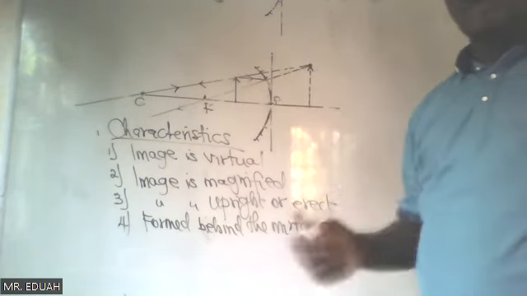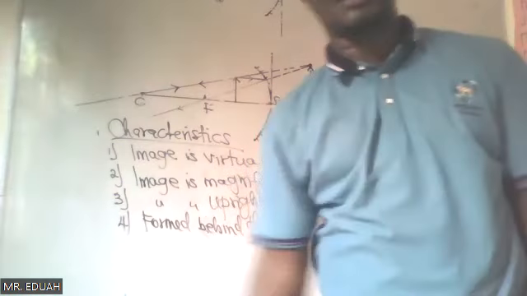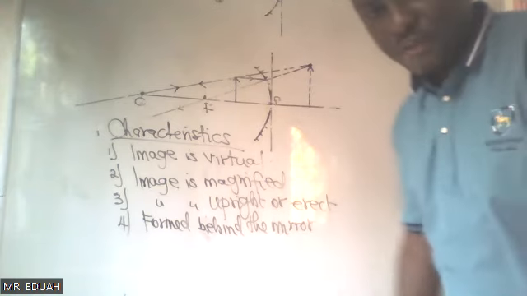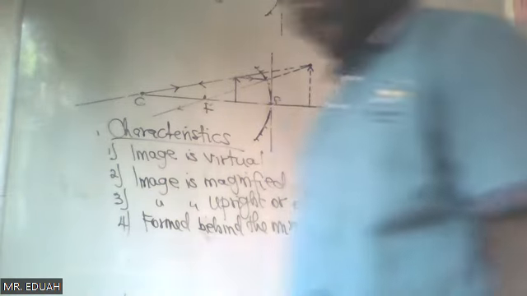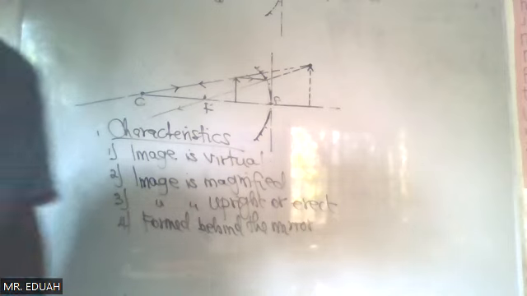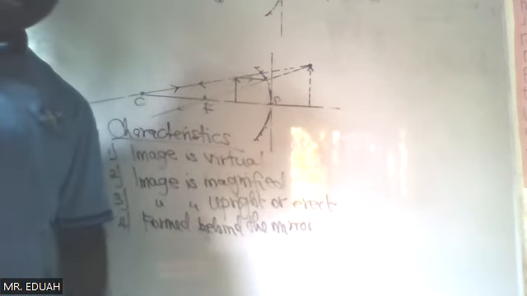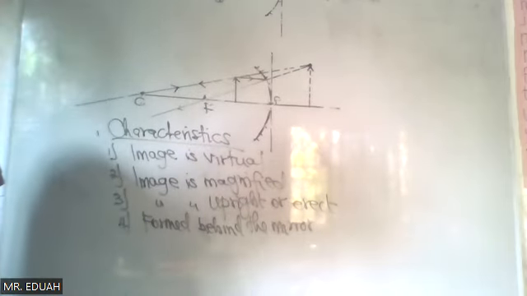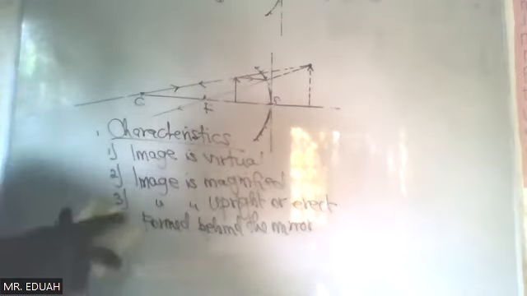Let's look at a convex mirror. What will be the general characteristics of images formed by a convex mirror? Lizzie? Okay, can you say something before we go to the drawing? I was going to say that the image is virtual and is upright and also diminished. That's what Lizzie said. Let's see if that is true.